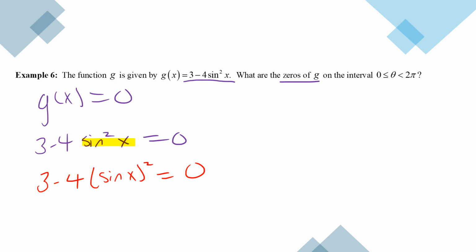Okay, so let's begin. What are my steps to get to sine x? I'm going to subtract 3. After I subtract 3, what am I going to do? Divide by negative 4. After I divide by negative 4, what's left for me to do? I'm going to take the square root. And what I do to one side, I'm going to do to the other side.